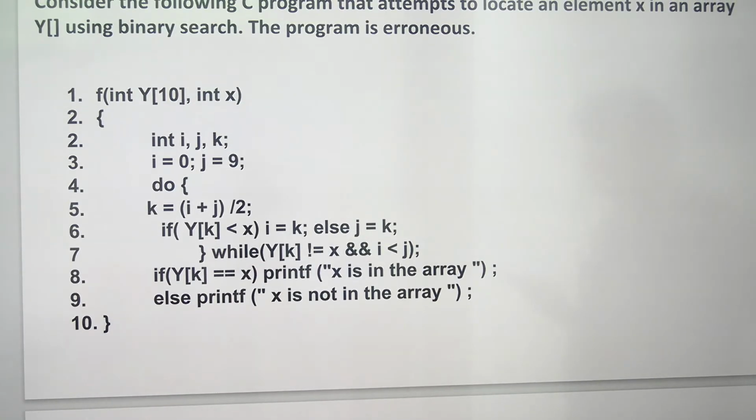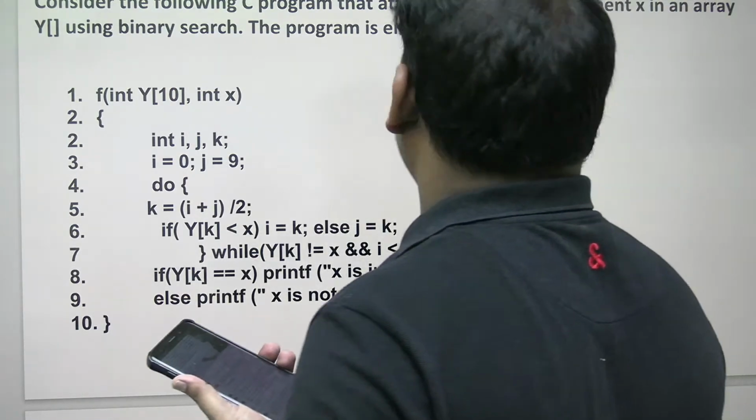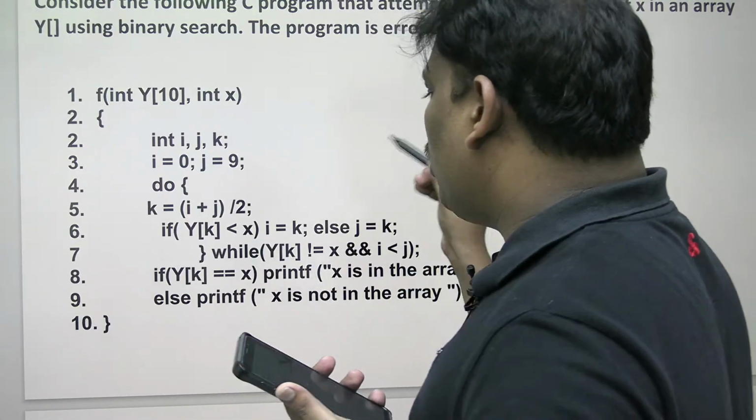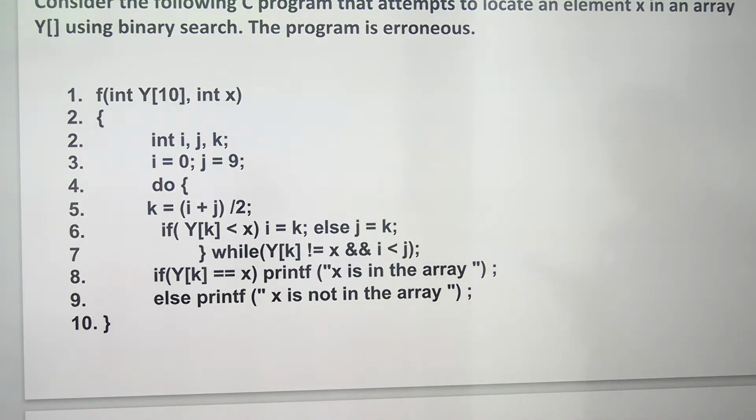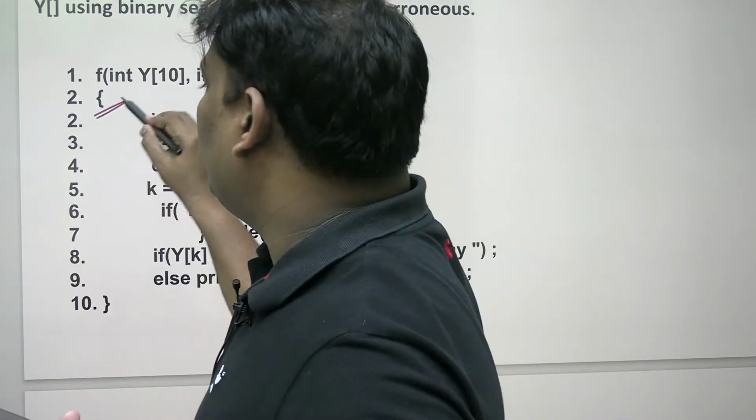He's asking in the previous problem that if you don't know the sum of subsets problem, you cannot get it. This problem, can you see? Consider the following C program that attempts to locate an element X in an array Y using binary search. In this problem he is asking something about binary search. The binary search program is given; it started here and ended here.